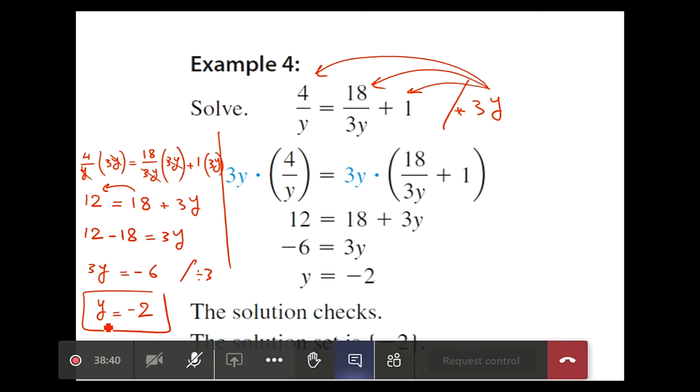For example, if y equals 0, is y equal 0 a solution for this equation? No. Why? Because the denominator becomes 0, so this is undefined. So if we have any solution that, after substituting in the equation, makes the denominator equal 0, then remove this solution. Okay?